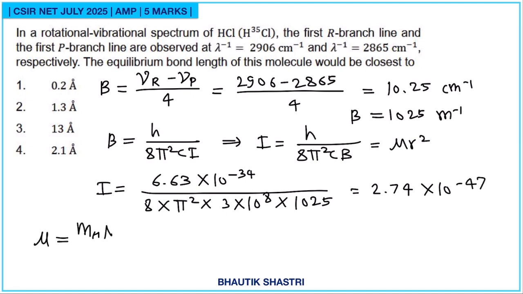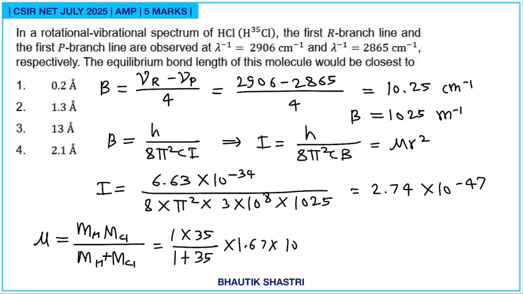And mu is the reduced mass. So that is mH mCl upon mH plus mCl. So that is 1 into 35 upon 1 plus 35, and into the mass of 1 proton, so into 1.67 into 10 to the power minus 27. So this will be the value of mu, which is 1.6138 into 10 to the power minus 27.